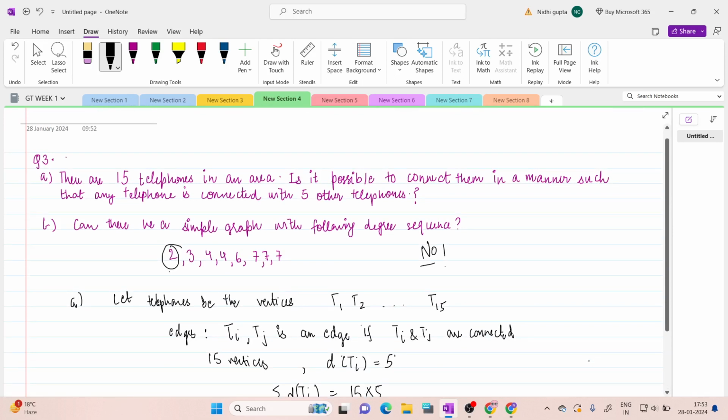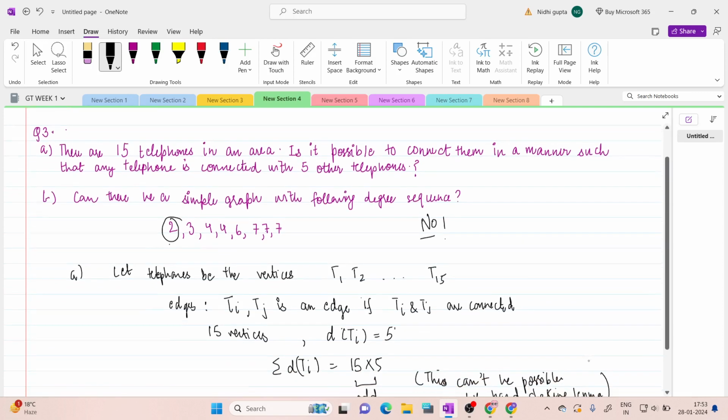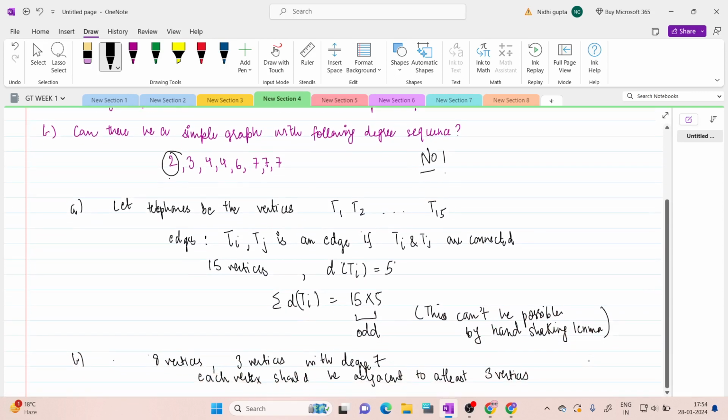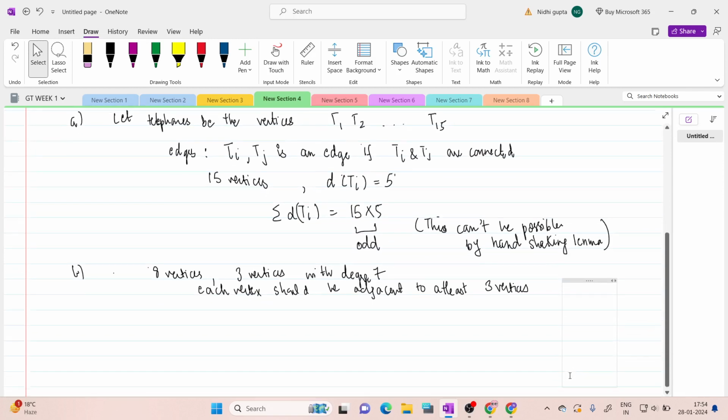Do we have a proof of this conclusion, that if we have k vertices with degree n minus 1, then the least degree of a vertex should be at least k? This is the proof. We have three vertices with degree 7. Suppose those vertices are v1, v2, v3. Then we have the other vertices v4 till vn, and suppose these three vertices have degree 7.